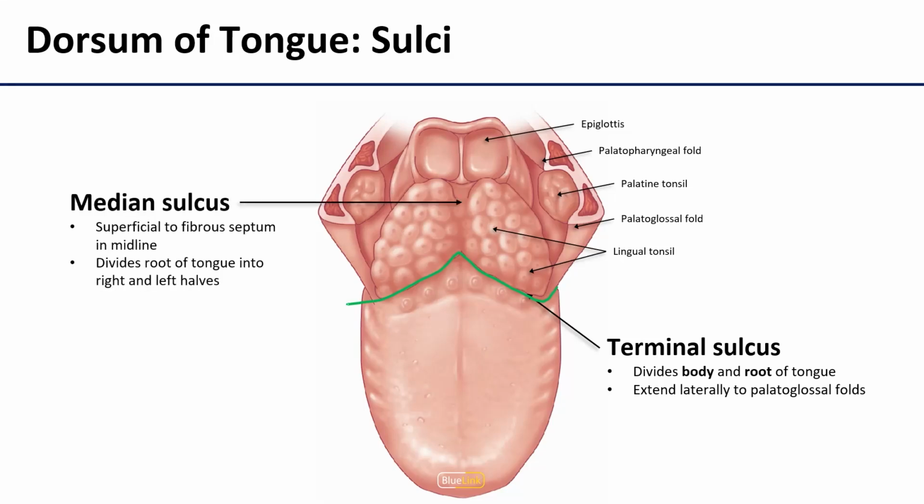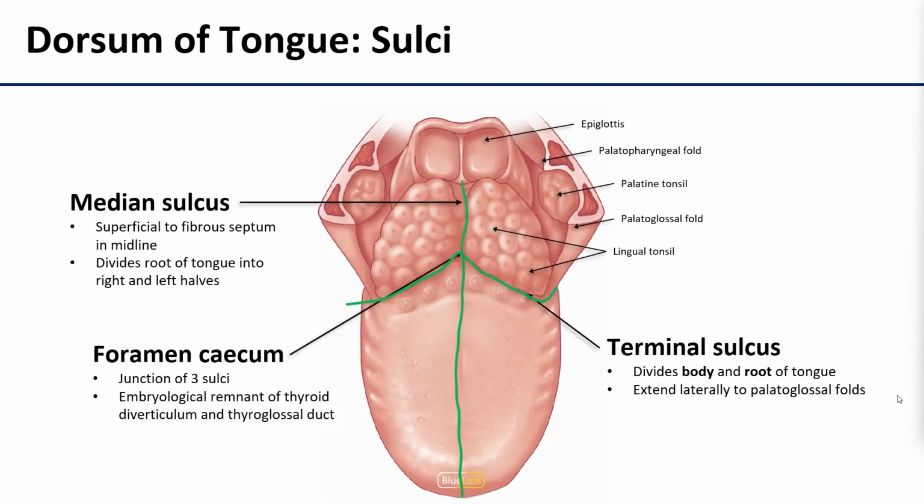The median sulcus then is going to divide the tongue into symmetrical right and left halves. So that is just going to divide us up this way, all the way down. It runs most of the length of the tongue, and it ends just a little bit before the most extreme posterior portion of the root. It's sitting superficial to a fibrous septum that also spans the length of the tongue. So this division persists deep down into the tongue's tissues.